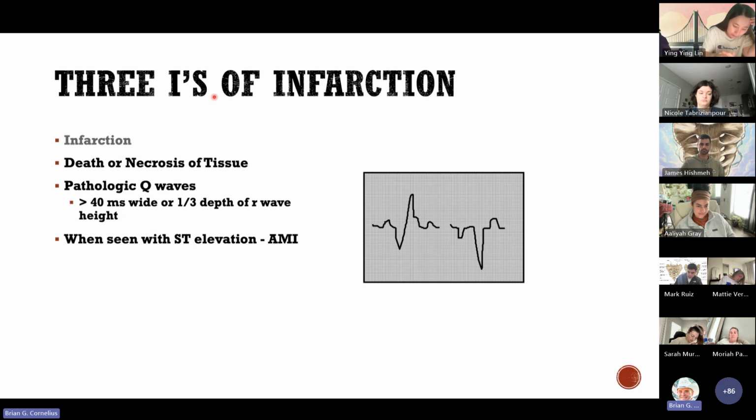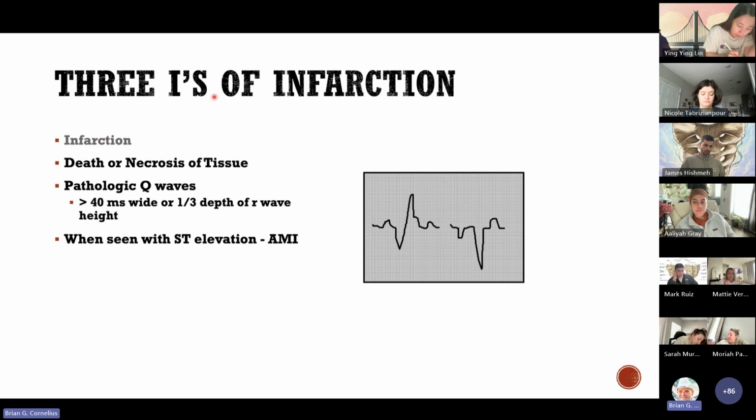All right. And then moving on to the third component, when you actually have infarction, an infarction is essentially necrosis of the tissue. So what you see in those patients is that they will have what we call pathologic Q waves. And pathologic Q waves are Q waves that are either a third of the depth of the R wave in height or they're greater than 40 milliseconds wide.